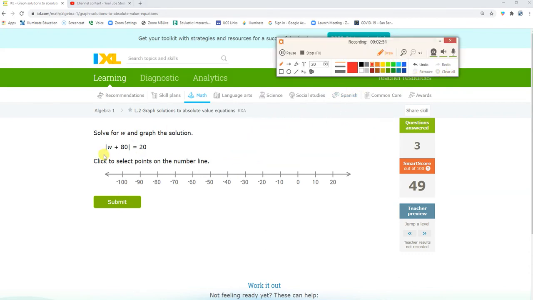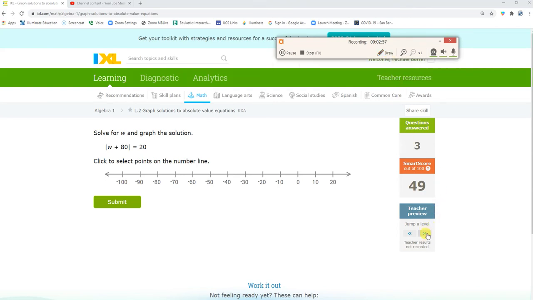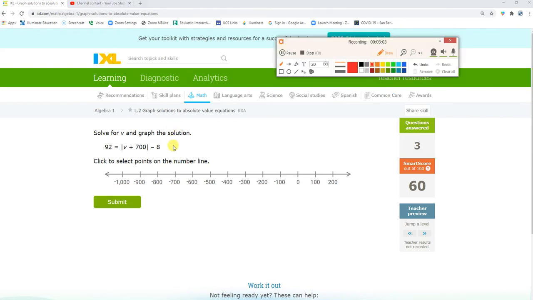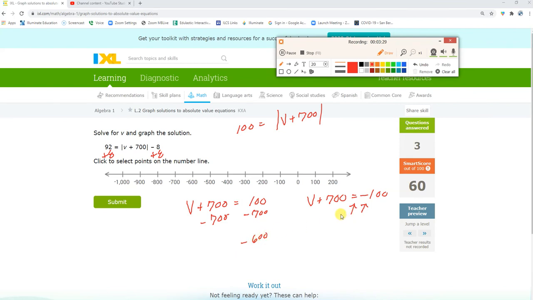Nothing crazy here. Let's jump a level. The isolation's more difficult, I'm not sure. Let's add 8 to both sides. That's going to take me to 100 = |v + 700|. Here's the split: v + 700 = 100. v + 700 = -100. There's a flip and a negative, even though you don't see the flip. Subtracting 700, that's -600. Subtracting 700, -800. So -600 and -800.